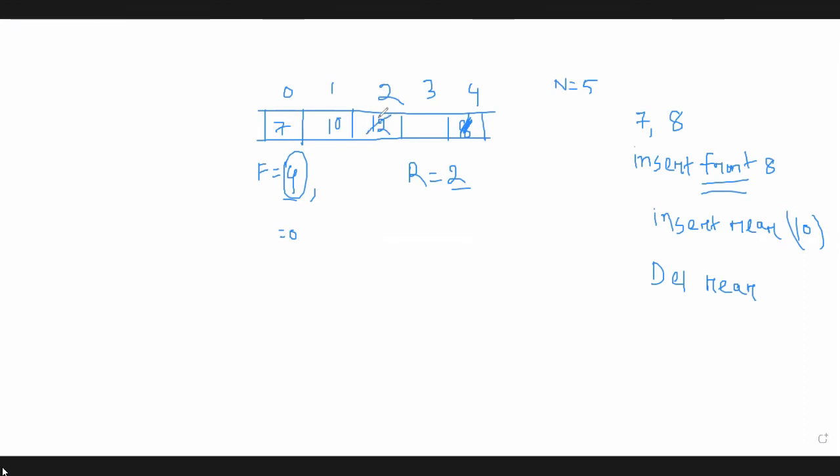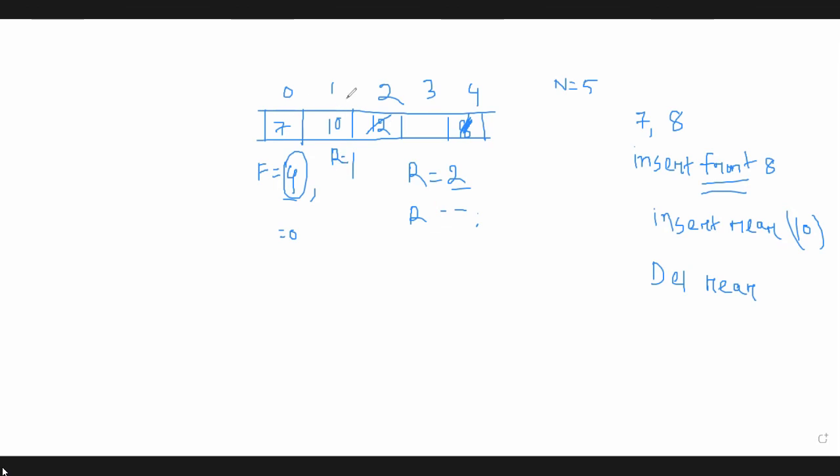After deleting it, how can we set the new value of r? Now r equals 1. The operation will be r equals r minus 1, that is r minus minus. After deleting 12, the rear value will change. The position will be changed. So r equals 1 and now 10 is the last element of the queue.